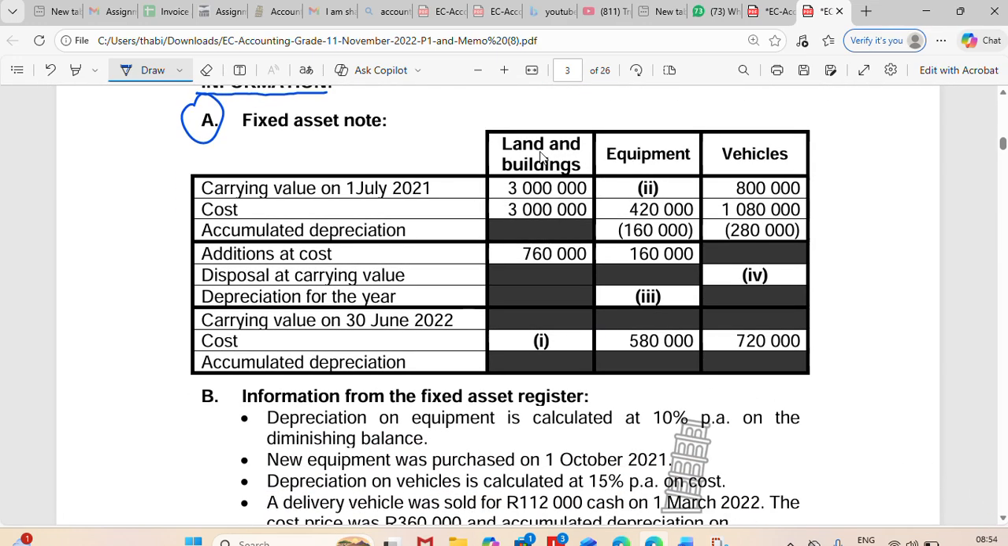First missing figure, we go to land and buildings. We have the cost price at the beginning of the year. We have the carrying value at the beginning of the year. Remember, land and buildings don't depreciate. So what do we have on movements? We have additions of how much? 360,000. So what are we required to do? To calculate the cost price at the end of the year. This one is very simple. We are going to take the cost price at the beginning of the year of 3 million plus the 360,000.